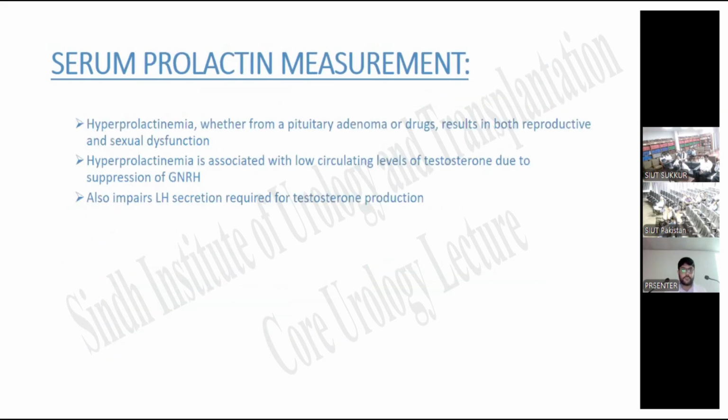Serum prolactin measurement. Hyperprolactinemia, whether from a pituitary adenoma or drugs, results in both reproductive and sexual dysfunction. Hyperprolactinemia is associated with low circulating levels of testosterone due to suppression of gonadotropin releasing hormone. It also impairs luteinizing hormone secretion required for testosterone production.